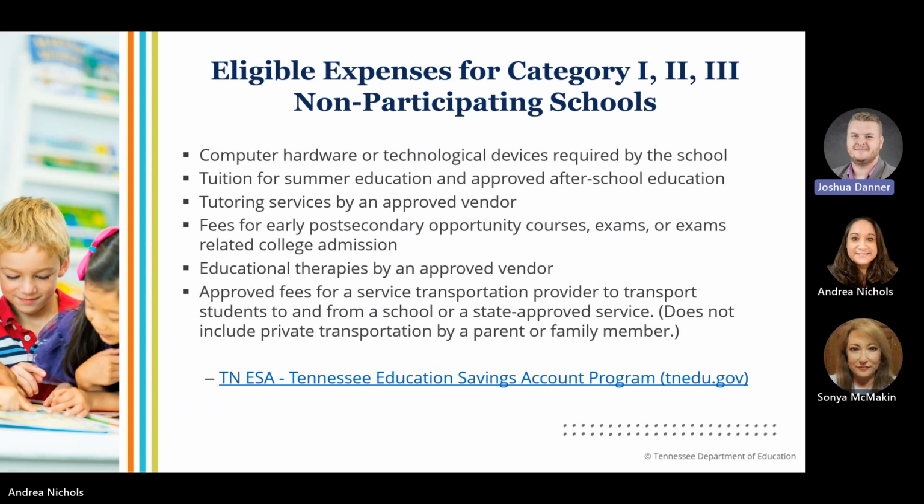Students enrolled in Category 1, 2, or 3 schools that are not participating in the ESA program can use funds for all expenses except tuition, uniforms, and textbook fees. The list of allowable fees is located in the Family Handbook located on the ESA website. And now I'll hand the program over to Andrea to show you the pre-approval form.